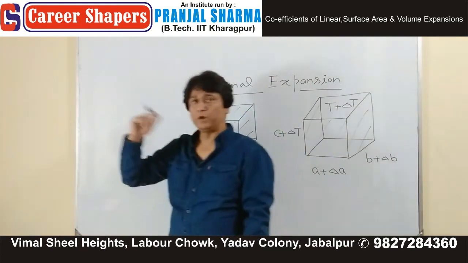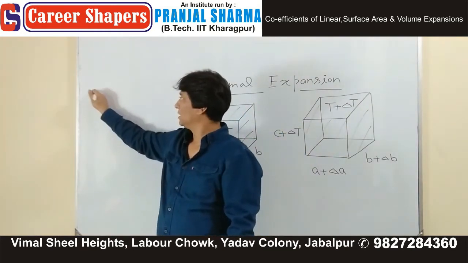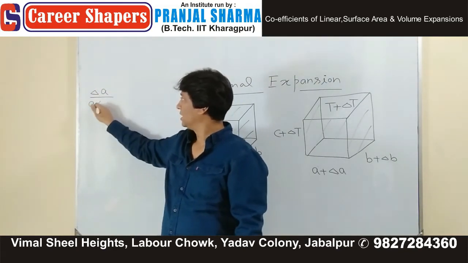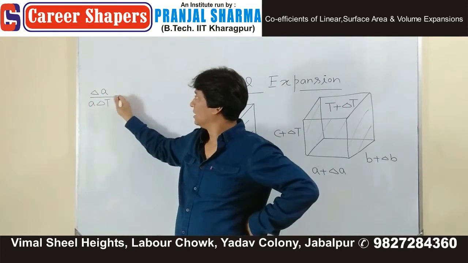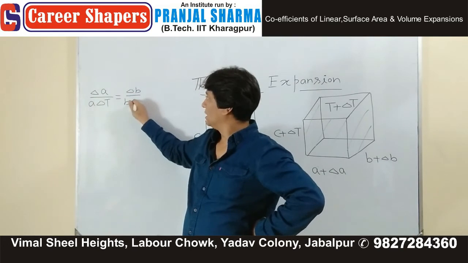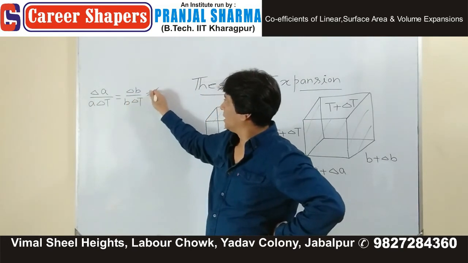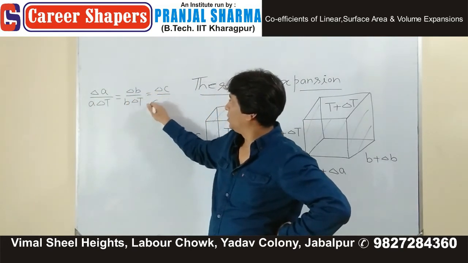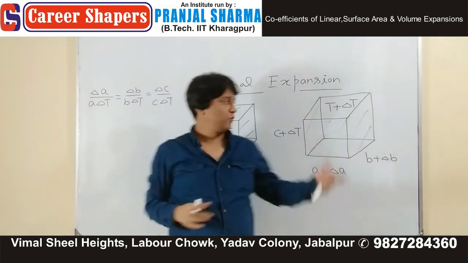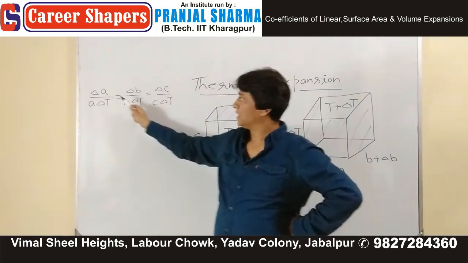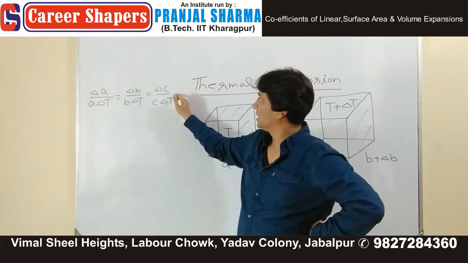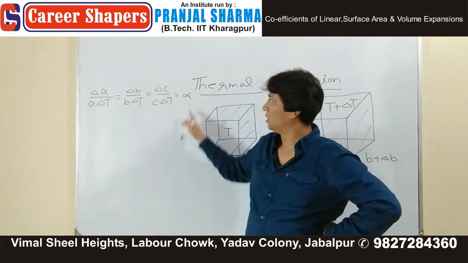Now we know that delta A upon A delta T, delta B upon B delta T, delta C upon C delta T, they all are same. For a given material, change in length per unit change in temperature is a constant which was called alpha.